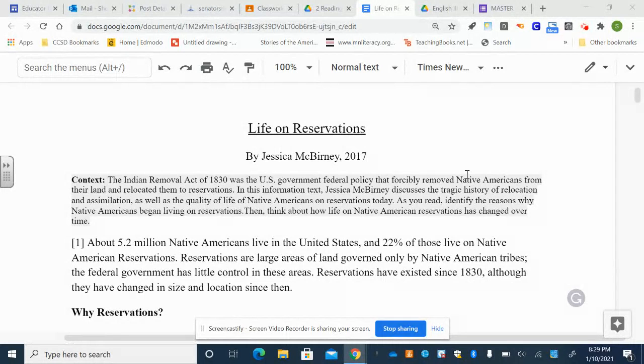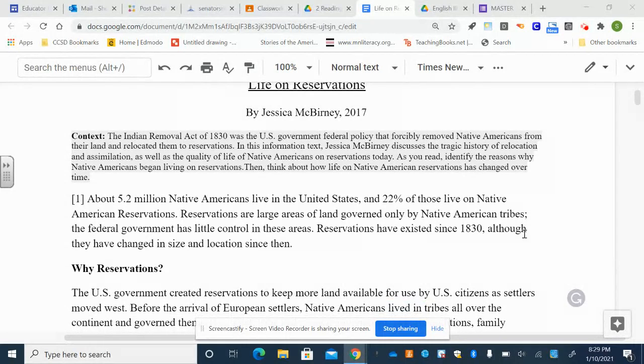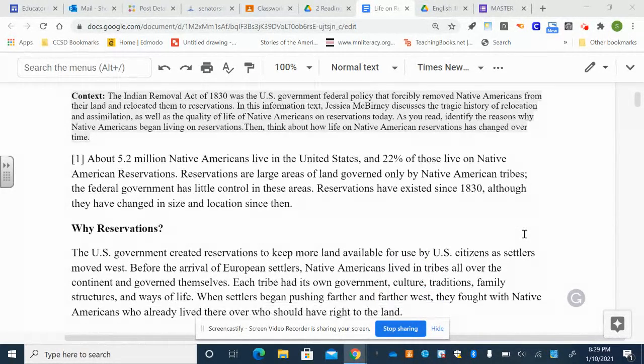As you read, identify the reasons why Native Americans began living on reservations, then think about how life on Native American reservations has changed over time.